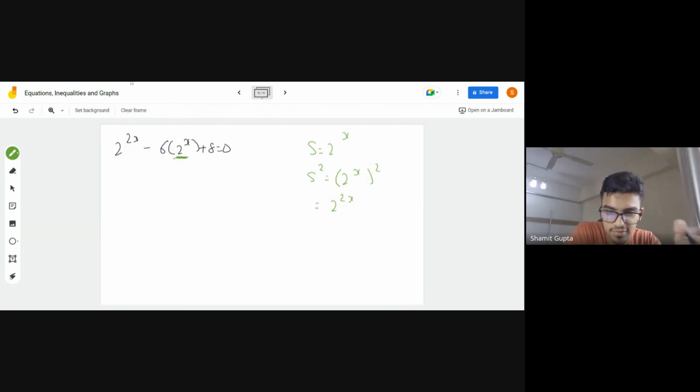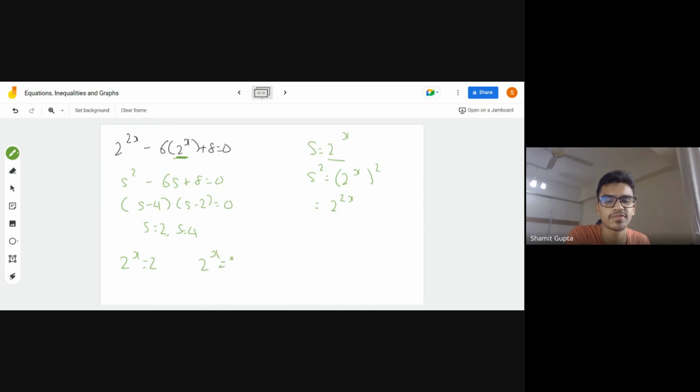If you don't know, I've made a video on that also. But just reminding you, in this case the x and the 2 multiply, so it becomes 2 to the power 2x. So this is actually just s squared minus 6s plus 8 equals 0. So this factors into (s minus 4)(s minus 2) equals 0. So s equals 2, s equals 4. s was 2 to the power x. So 2 to the power x equals 2, 2 to the power x equals 4. So x equals 1 and x equals 2.